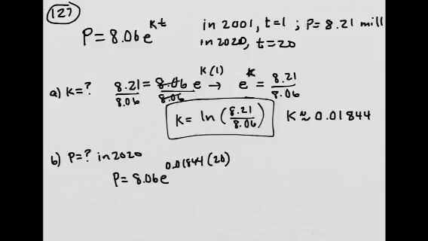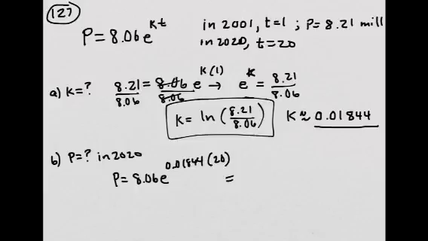Alright, so taking a calculator, you find the natural log of 8.21 divided by 8.06, and you get this. I'm rounding it to 5 decimal places. I think the book is going to ask for 4, and on the test I'll let you know if you get a problem like this. So that's part A, where they want you to find k.